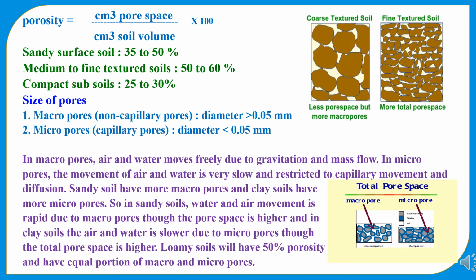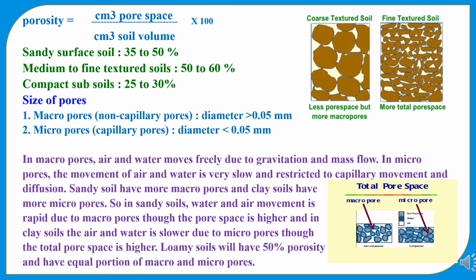As a formula, porosity is defined as pore space per cubic centimeter divided by soil volume per cubic centimeter multiplied by 100. In case of sandy surface soil, the porosity is 35 to 50%. Medium to fine texture soil, it is 50 to 60%. And in case of compact subsoil, it is around 25 to 30%.